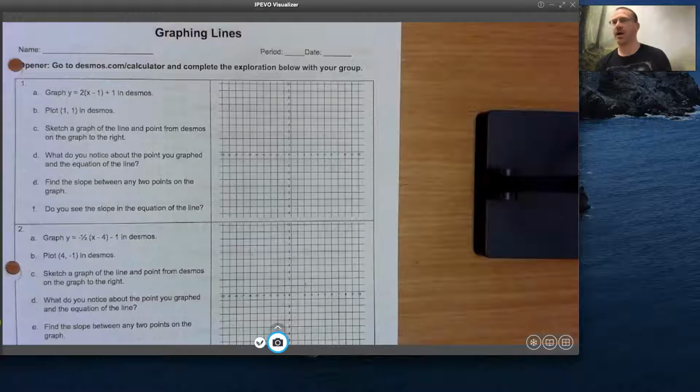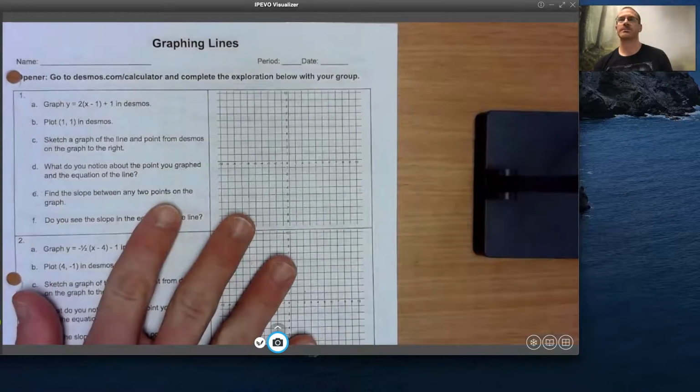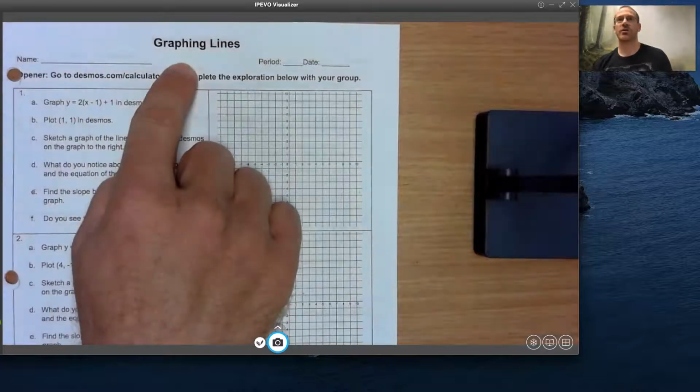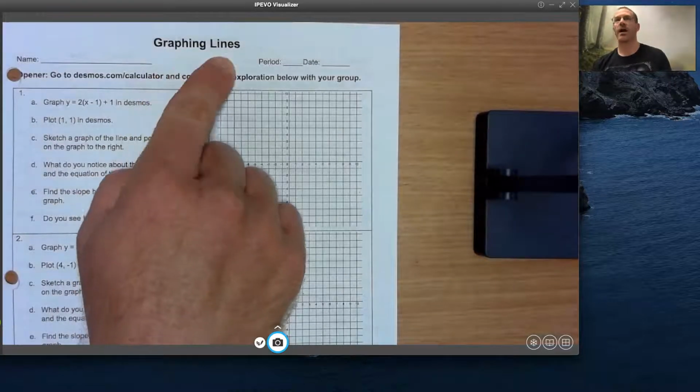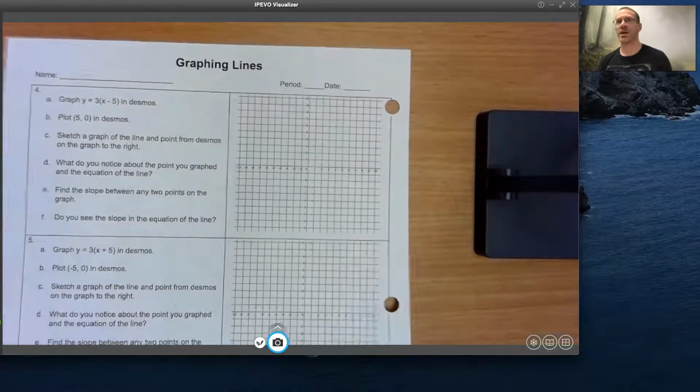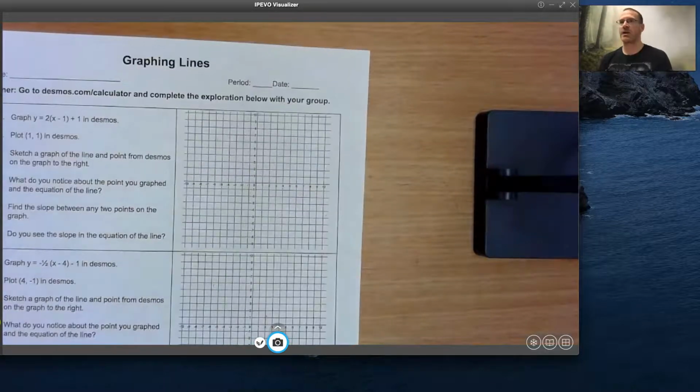You have Unit 2, Lesson 6 here. All right, excuse me, Lesson 4, I should say. Lesson 4, Unit 2. All right, graphing lines. This is the notes that you should have, and we're really going to focus just on this first page, front and back, for your exploration right now.